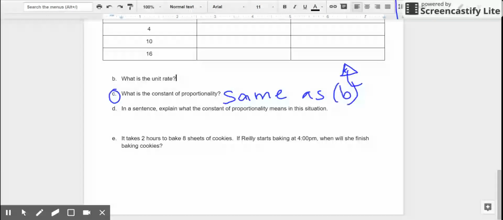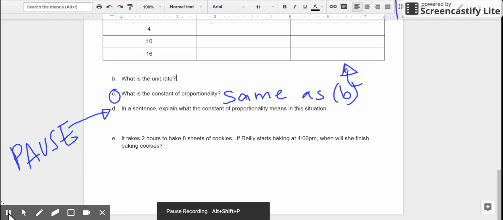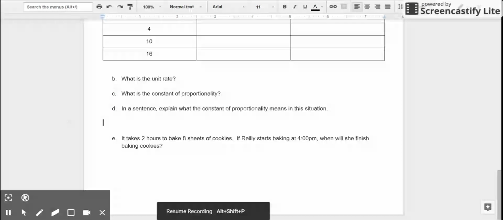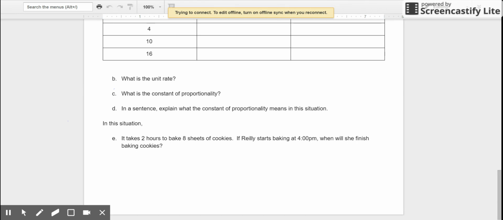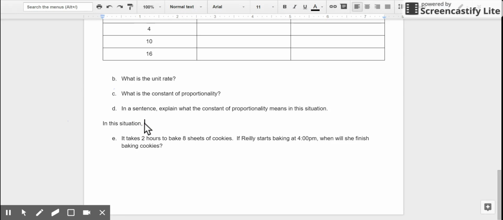For D, try to explain what constant of proportionality means on your own. Take a moment to pause and do that right now, and then check back in with the video. In this situation, the constant of proportionality represents the number of cookies baked per sheet.